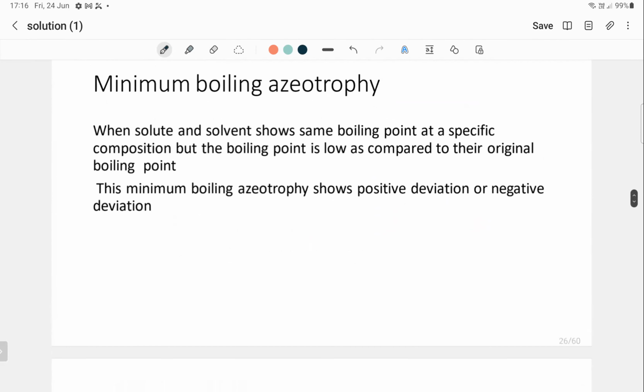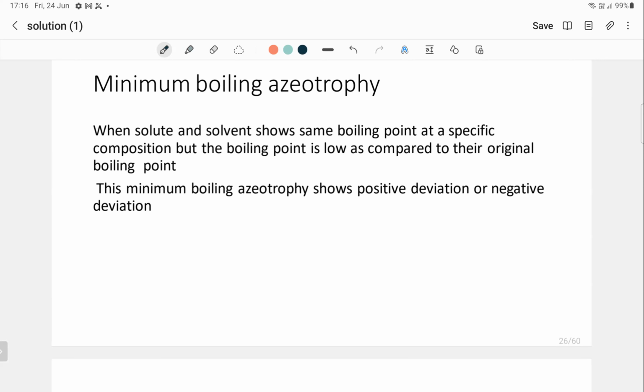Next one is minimum boiling azeotropy. See, minimum boiling azeotropy is where your solute is there, your solvent is there, the solute alone has a high boiling point, and your solvent alone also has a high boiling point. But together, solute and solvent have a low boiling point, which means they are connected with positive and negative.